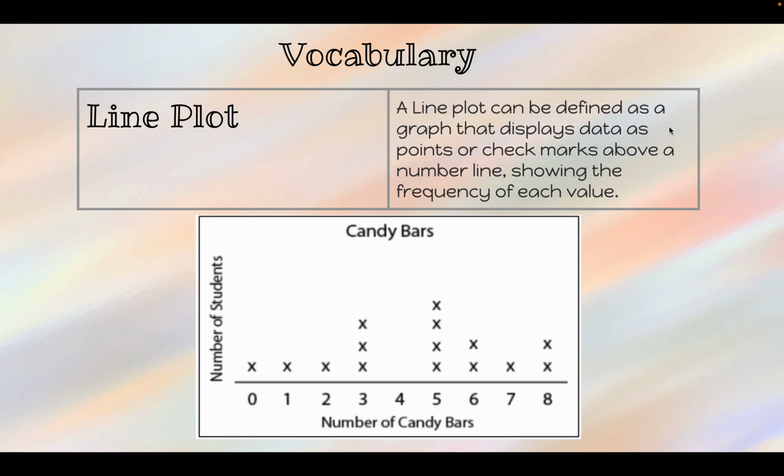If we look at this, there are 3 students that had 3 candy bars. There are 4 students that had 5 candy bars. There are 2 students that had 6 candy bars. So it's just like another way to show information on a graph. So we talked about frequency table, we talked about tally marks, and now we talked about a line plot.